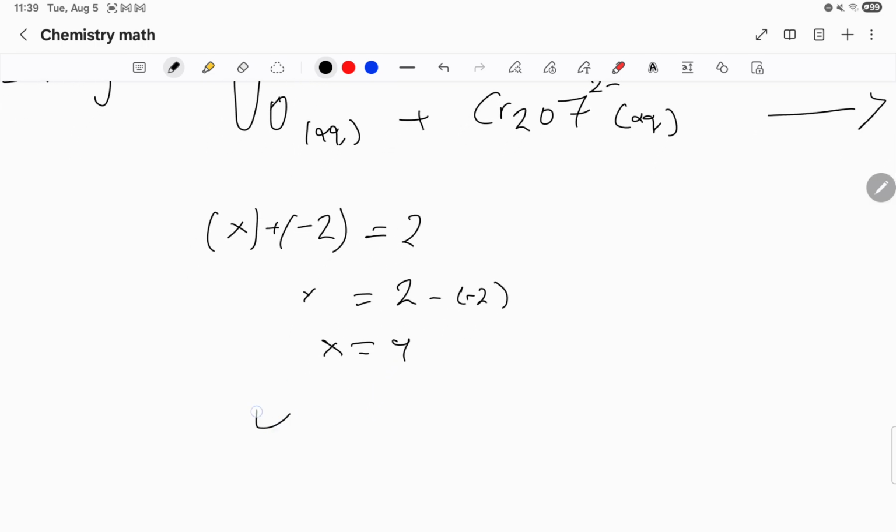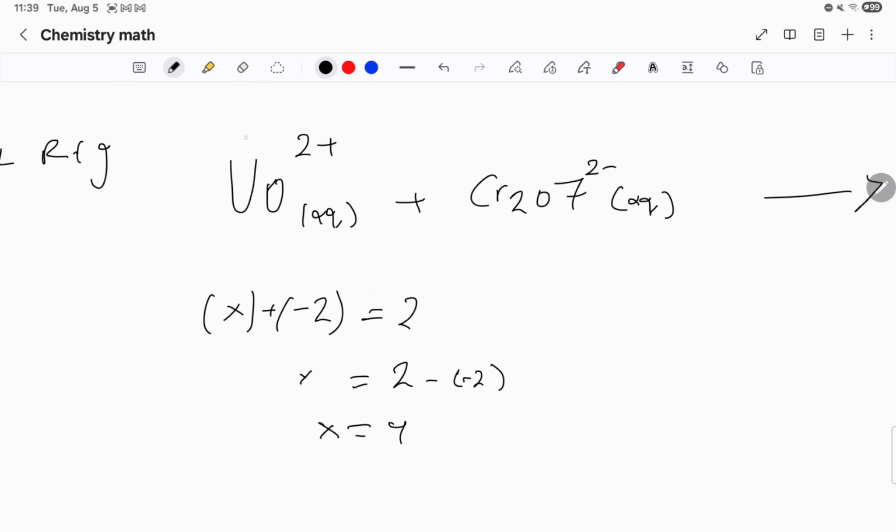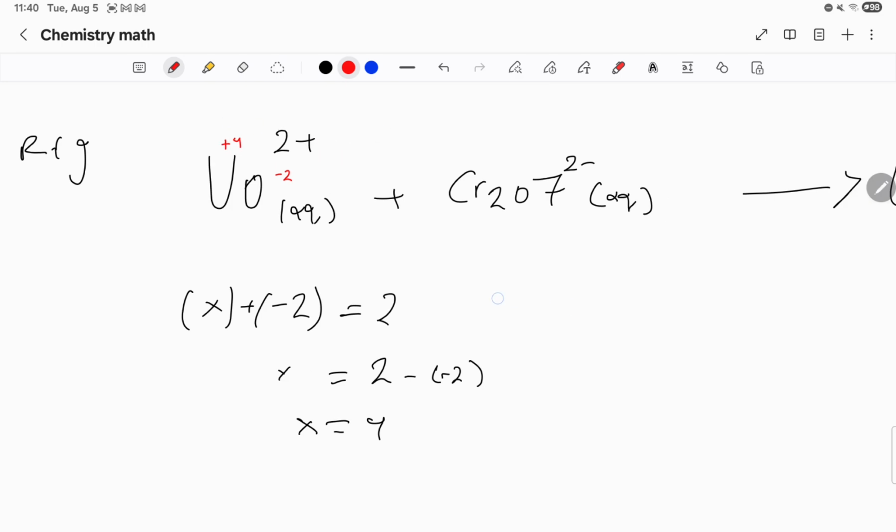We can plug 4 into this equation. If I do 4 plus minus 2, will that give me 2? Let's see. Yes, that is true. It does give me positive 2. So we can conclude that the oxidation number of this one is plus 4, and this one is minus 2. Another thing you should notice is that a charge is written with the plus on this side, and an oxidation number is written with the plus on this side.